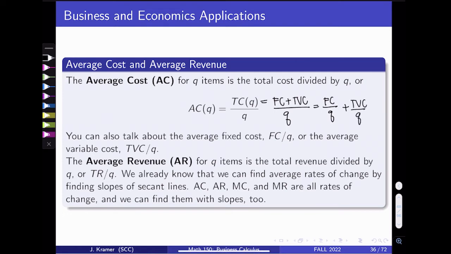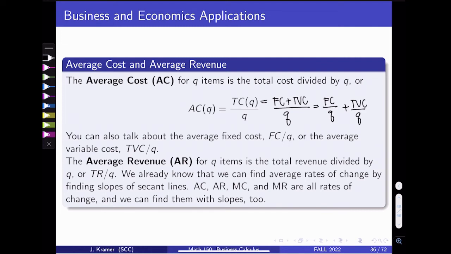Similarly, the average revenue for Q items is the total revenue divided by Q. We already know that we can find average rates of change by finding slopes of secant lines. Average cost, average revenue, marginal cost, and marginal revenue are all rates of change, and we can find them with slopes too.